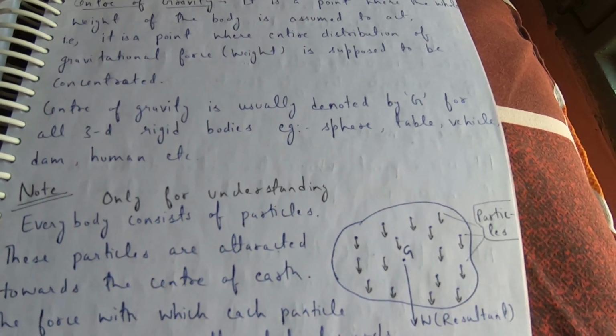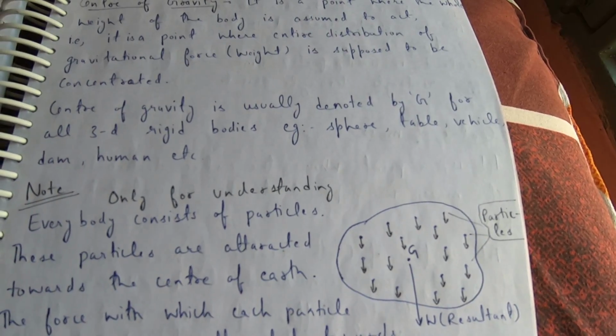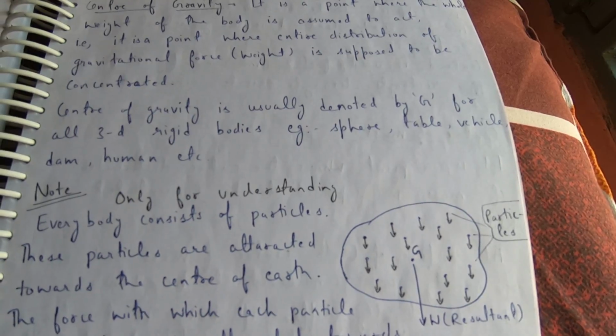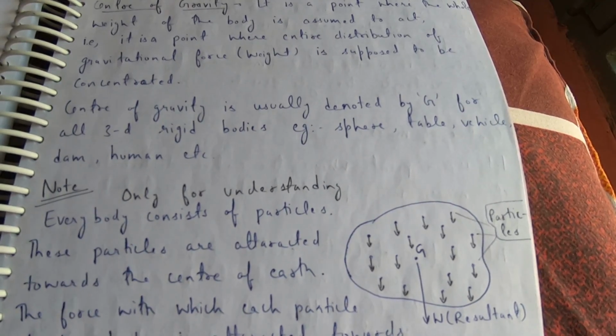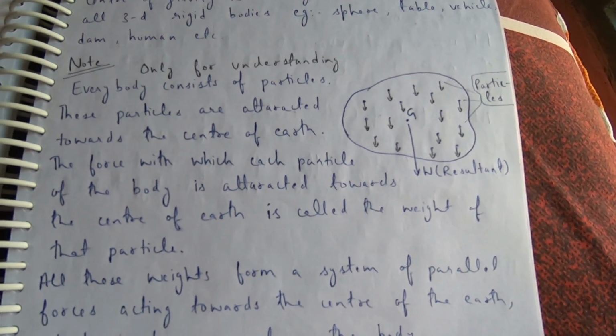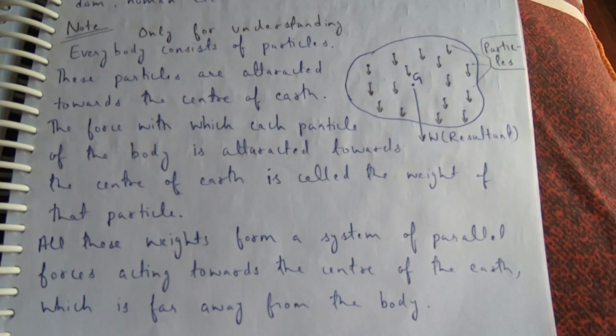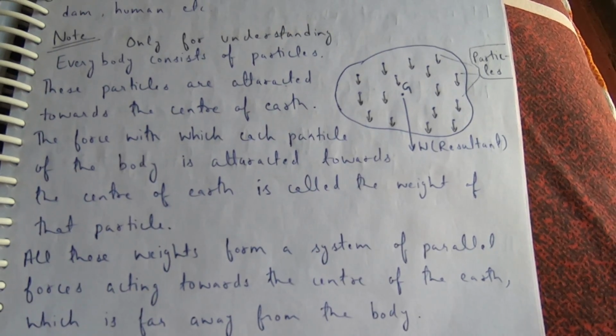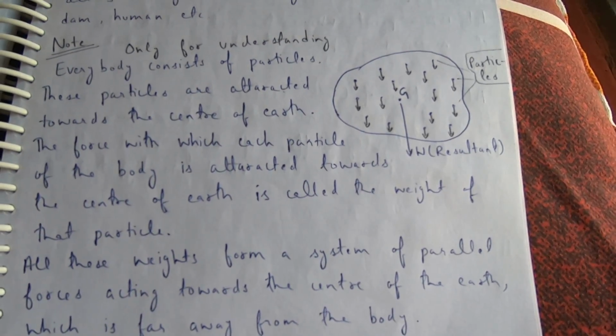Center of gravity is usually denoted by G for all 3D rigid bodies, for example sphere, table, vehicle, dam, human, etc. Note: only to understand, every body consists of particles.